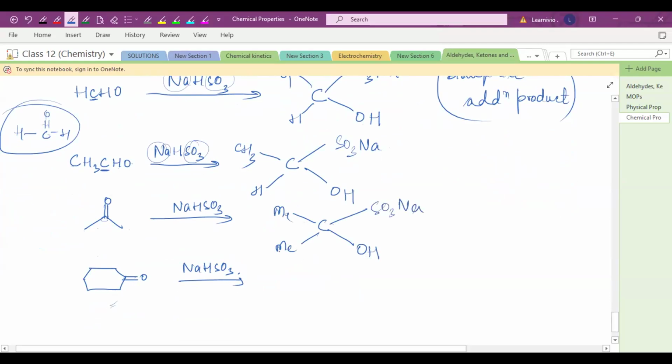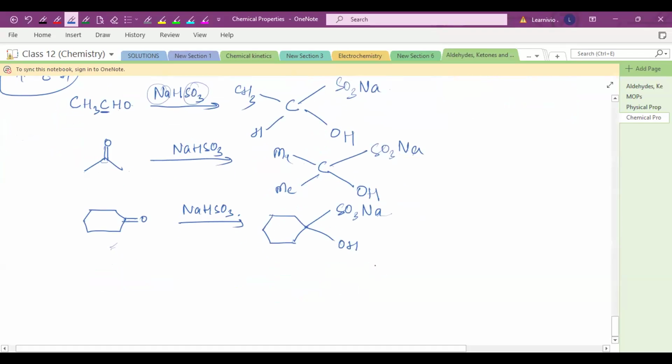Similarly, this one, cyclic structure, and to this you will attach OH, and to the same carbon you have to attach SO3Na. Okay, is this topic clear? Yes, ma'am.